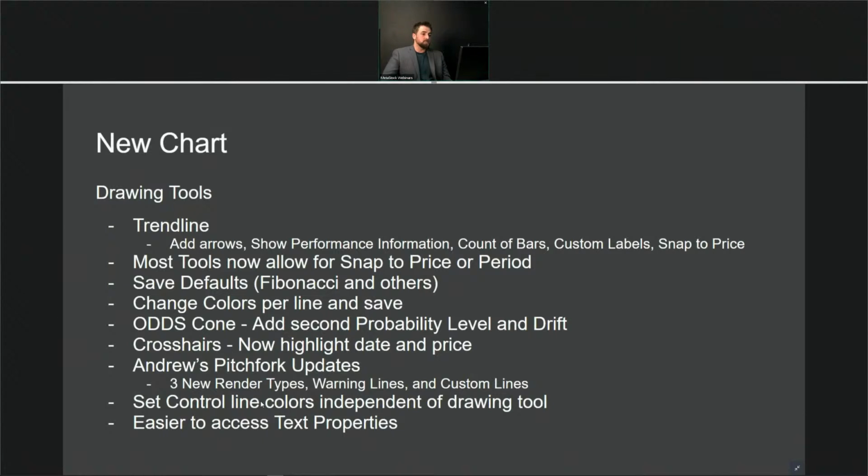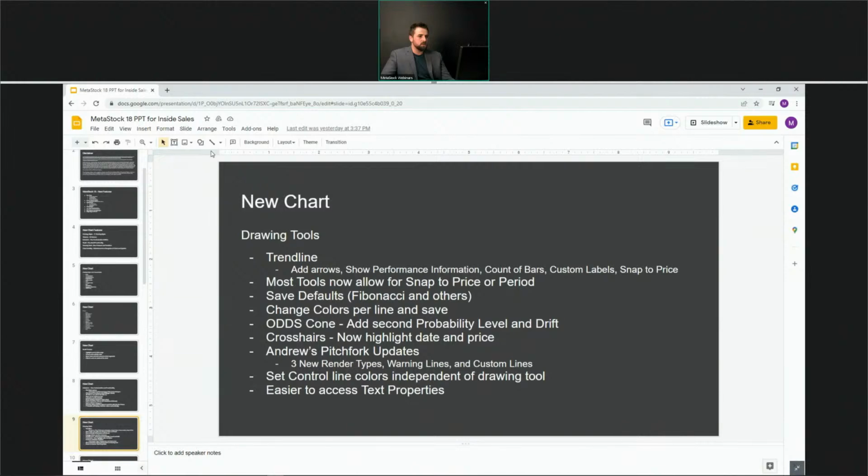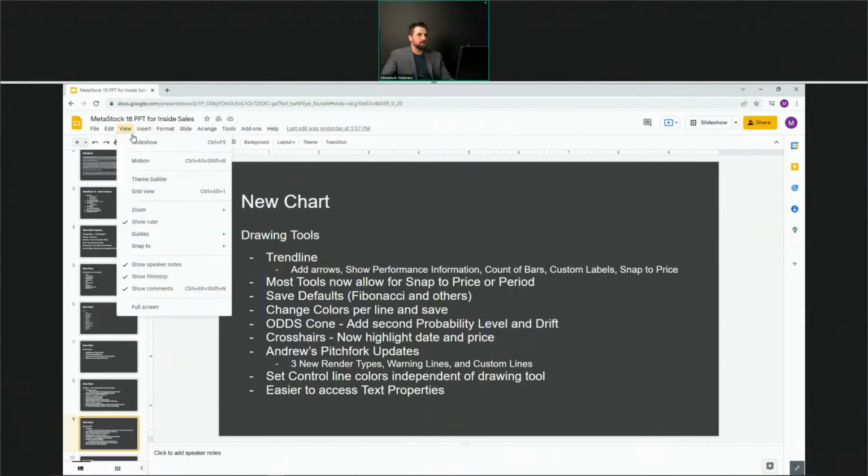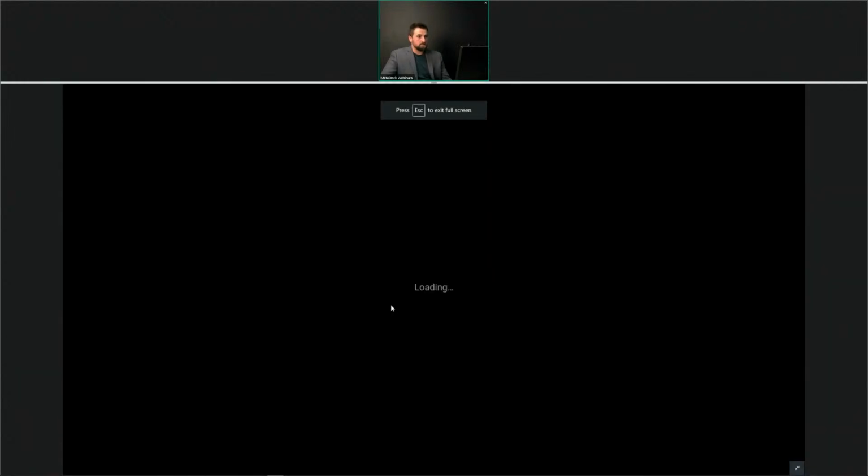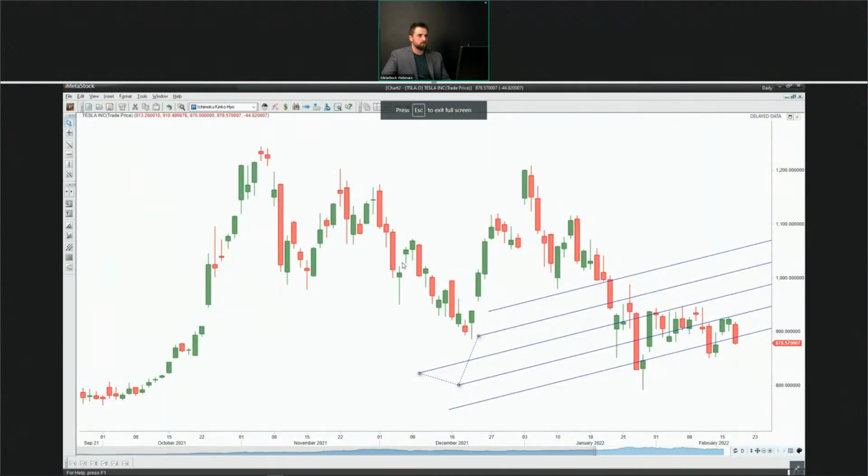So yeah, you can also set control line colors independent of the drawing tool, depending on what that control line is, if you want it to look different. And then there's easier access to text properties as well. Oh, I need to stop hitting escape. I'm meaning to just tab over. Let's tab back over and just show you that really quick.